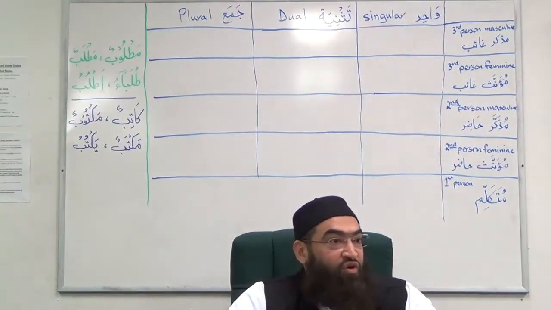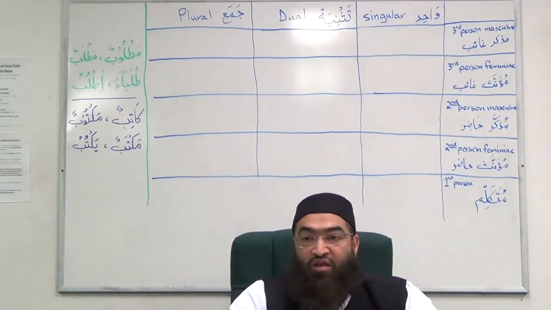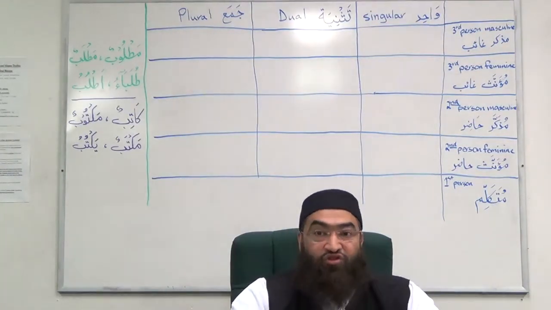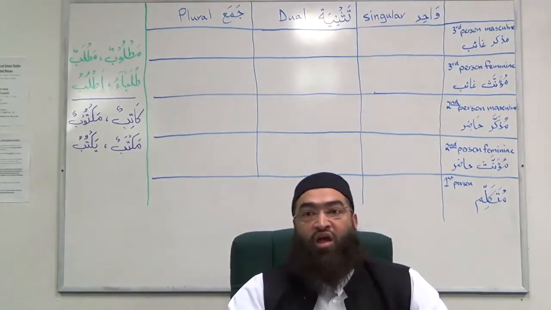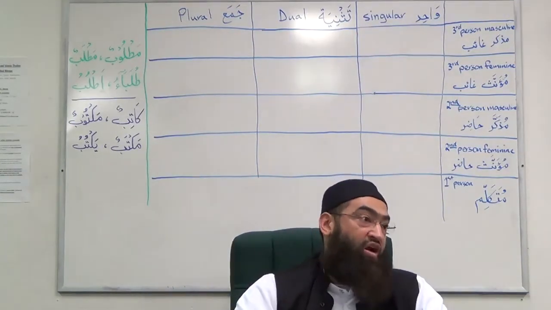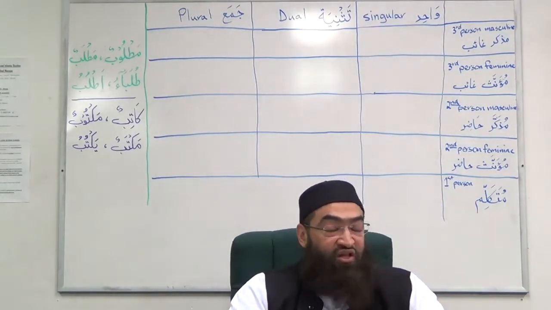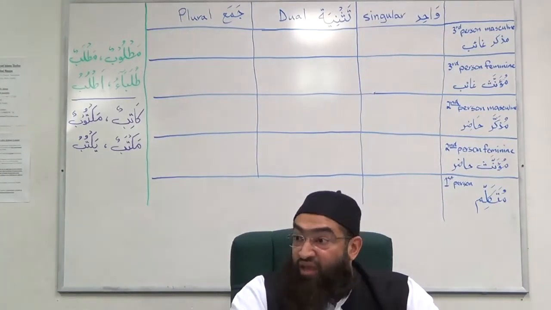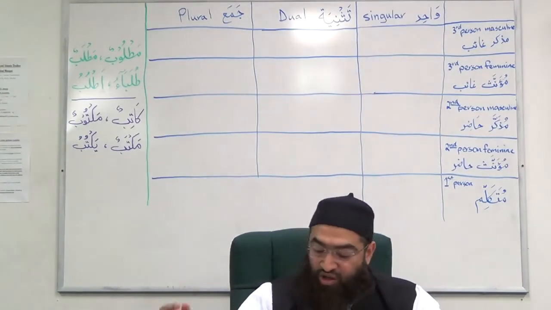For example, we say, what's the kaffara of somebody who didn't fast for some reason, maybe intentionally or unintentionally? If you didn't fast intentionally, what's the kaffara? How do you expiate it? How do you make it up? So it has that meaning also.